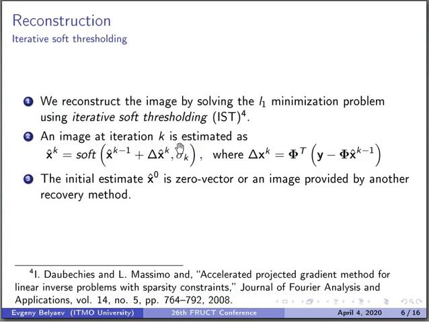An image at iteration k is estimated using this equation, where soft means the soft thresholding operator with threshold sigma k, and this one is the image estimate obtained at the previous iteration. The initial estimate is a zero vector or an image provided by any other recovery method.